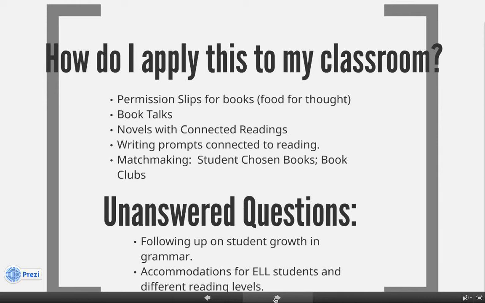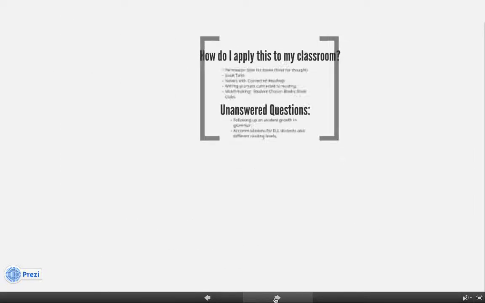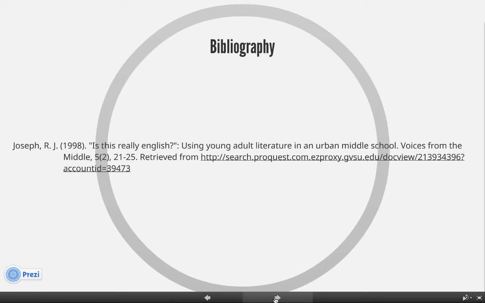Additionally, I felt left out for the accommodations for English as a second language students and different reading levels. All in all, I found her article to be very interesting.